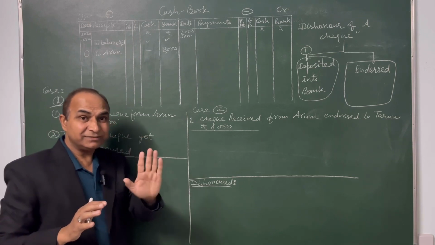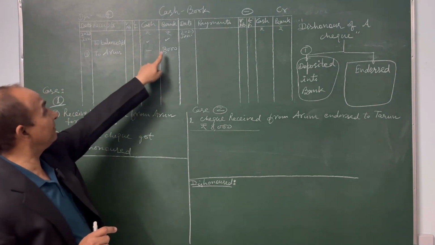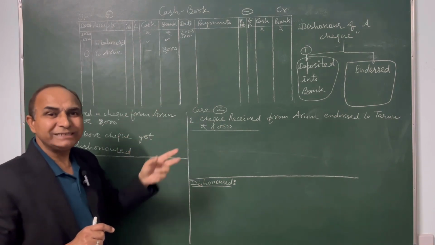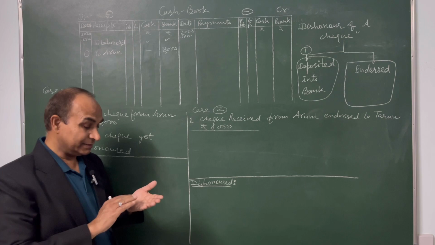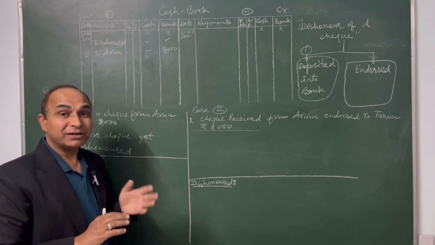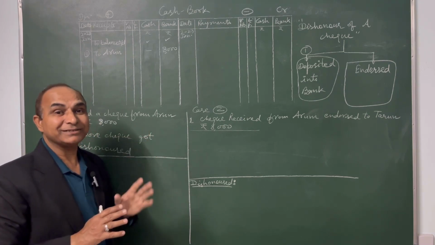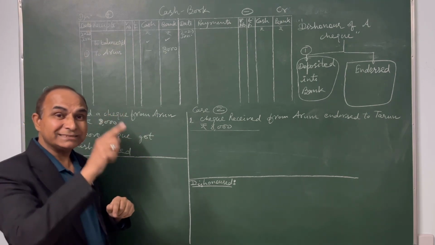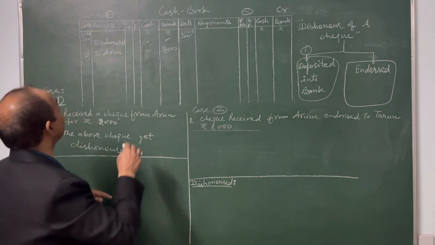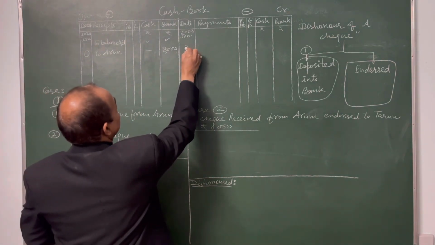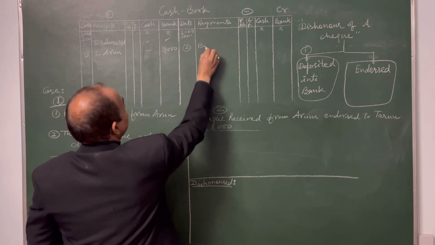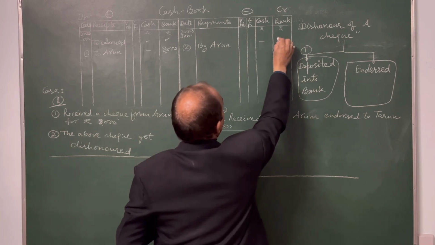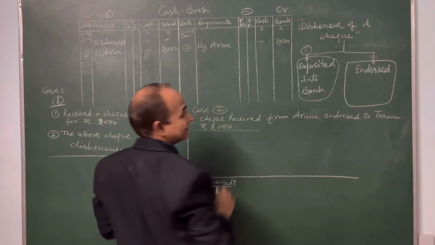See, when we received the check, that affected the bank balance on the debit side. It means bank balance increased. But after 2-3 days, we came to know that the check got dishonored. It means our account was not credited by bank. So we will pass an entry for cancellation of that check. And in order to cancel, it will be recorded on the credit side. We will write here by Arun and record on the credit side in the bank column 8,000 rupees.